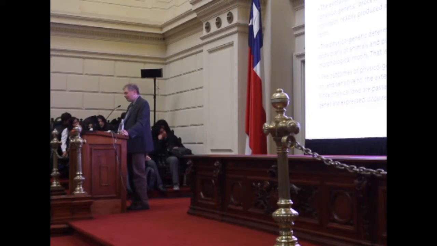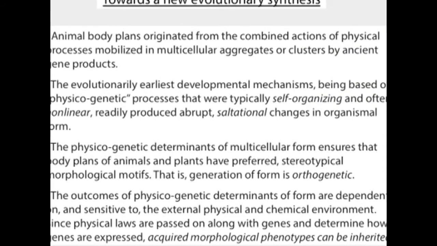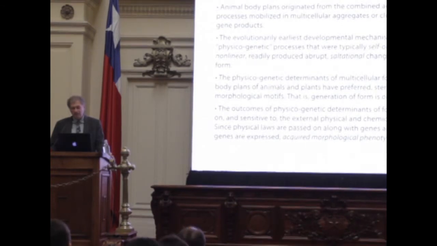So toward a new evolutionary synthesis, we can assert from what we know now: animal body plans originated from the combined actions of physical processes mobilized in multicellular aggregates or clusters by ancient gene products. And those gene products took on new functions in the multicellular context. The evolutionarily earliest developmental mechanisms, being based on physicogenetic processes that were typically self-organizing and often nonlinear, readily produced abrupt saltational changes in organismal form. The physicogenetic determinants of multicellular form ensure that body plans of animals and plants have preferred stereotypical morphological motifs: multi-layering, segments, cavities, and so on. That is, generation of form is orthogenic.